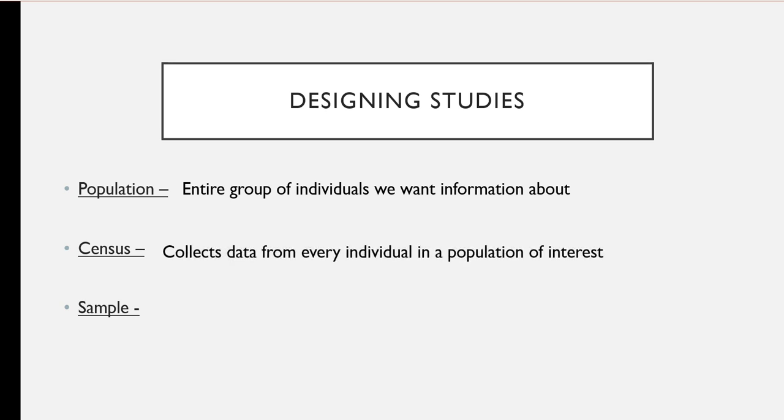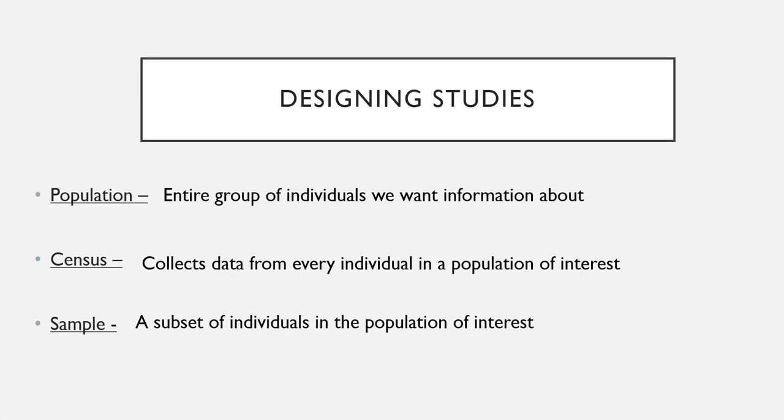If we are able to collect data from every individual in that population of interest, it's called a census. And then a sample, which is typically what we end up taking, would be a subset of individuals from some population of interest. So, for example, maybe we're interested in dolphins in the ocean. Well, the problem is we can't take a census of every dolphin in the ocean.